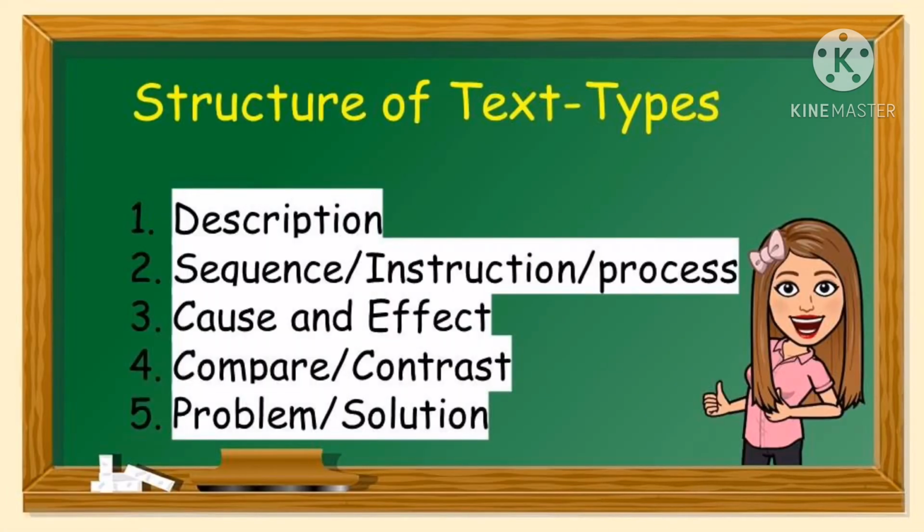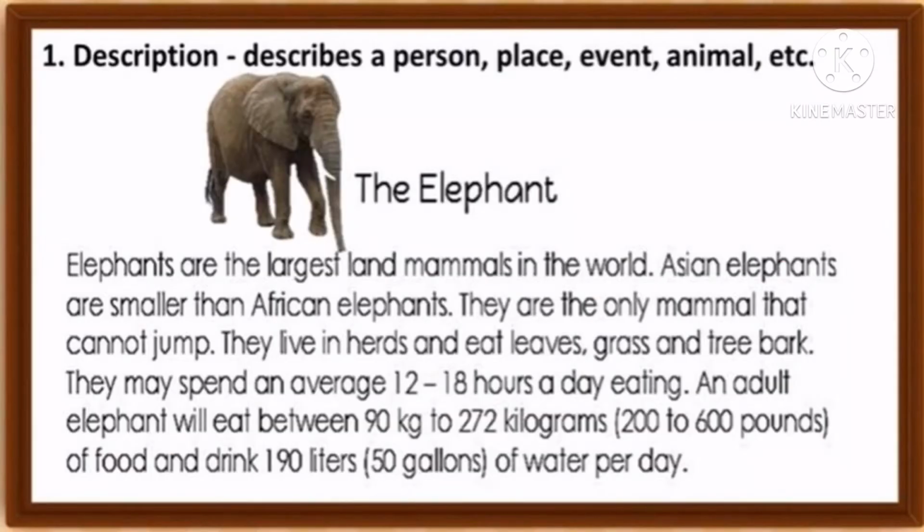So we have the different structures of text types. The first one is description, second is sequence, instruction, or process. The third one is the cause and effect. The fourth one is compare or contrast, and the last is problem and solution. The first one is the description. Description describes a person, place, event, animal, etc.